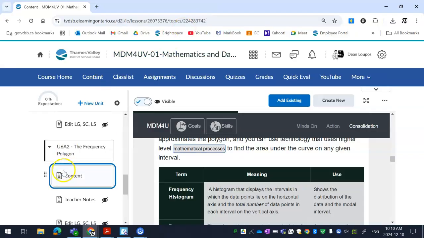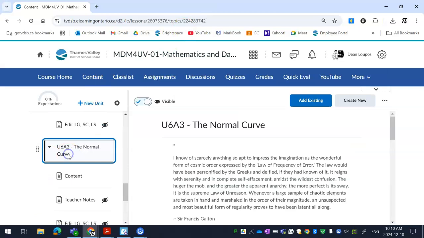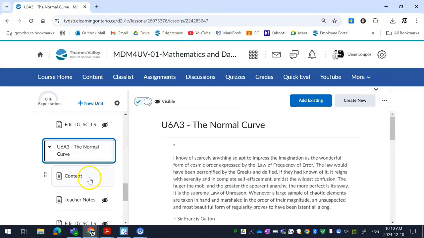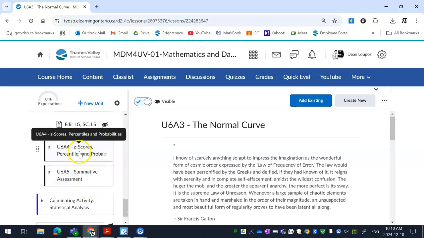And that now leads us to the fun stuff. Once you get to 6.3, this is where we get the normal curve, and we're going to do standard deviation for 6.3. I'll try to get that in this video and do some of the homework. And then in the next video, we'll do 6.4, which is z-scores, which I find really fun.